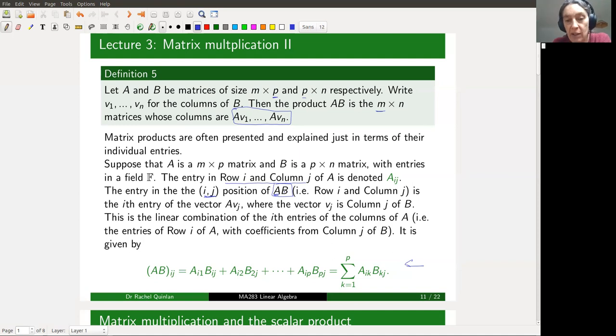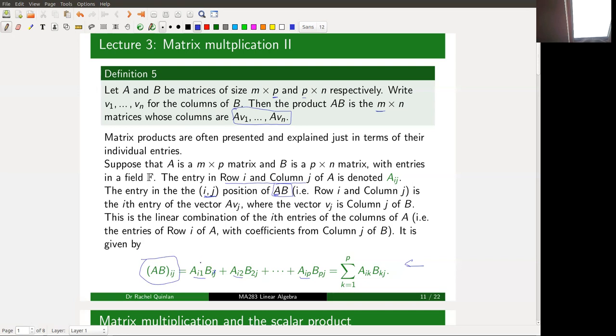So the entry in position ij is the linear combination of the ith entries of the columns of A with coefficients from column j of B. And what that exactly is: it's the entry a_i1, the first entry in the ith row of A, the second entry in the ith row of A, up as far as the pth entry in the ith row of A. Each of those is multiplied in turn by the entries in the jth column of B, which are b_1j, b_2j down to b_pj.